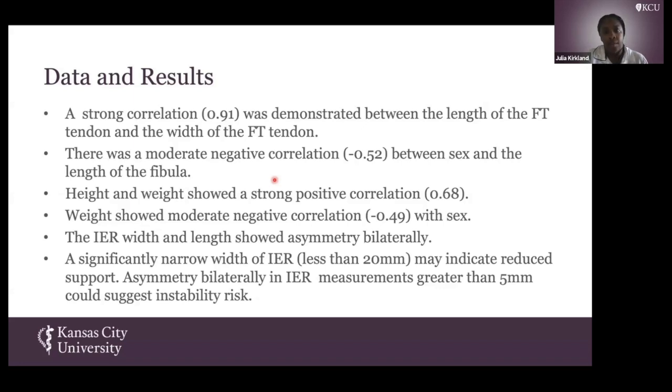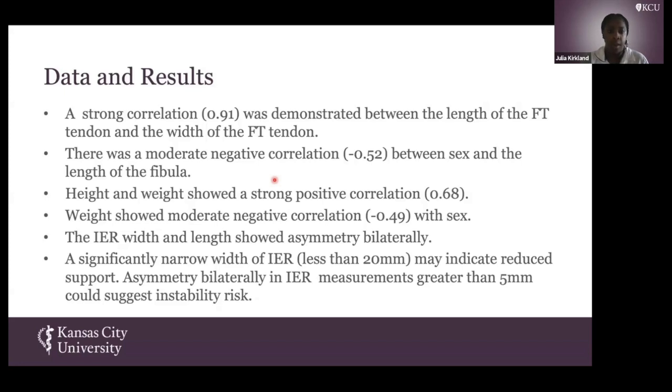There was a moderate negative correlation of negative 0.52 between sex and the length of the fibula. Height and weight showed a strong correlation of 0.68. Weight showed a moderate negative correlation of negative 0.49 with sex. And then the inferior extensor retinaculum width and length showed asymmetry bilaterally.